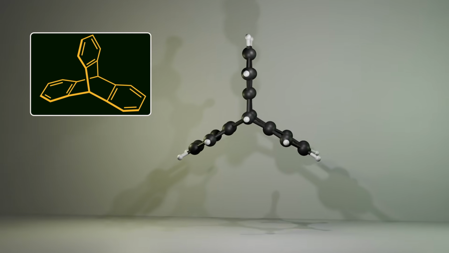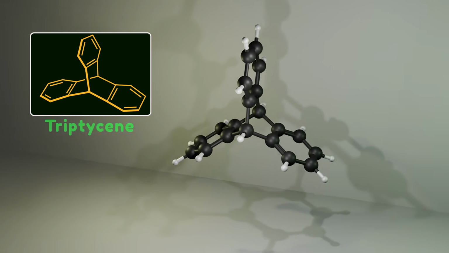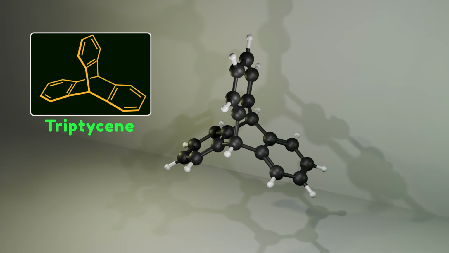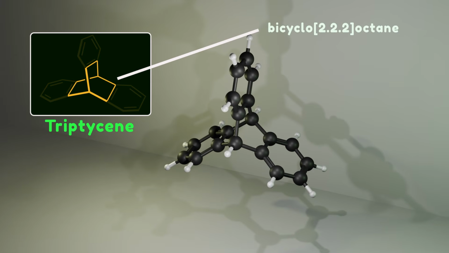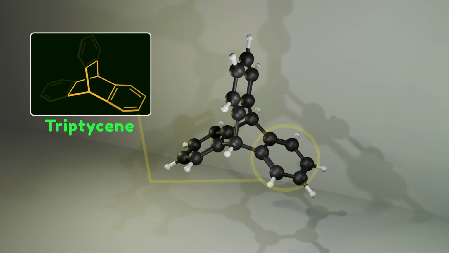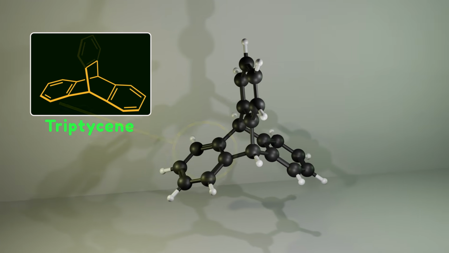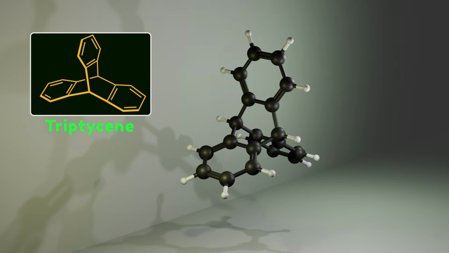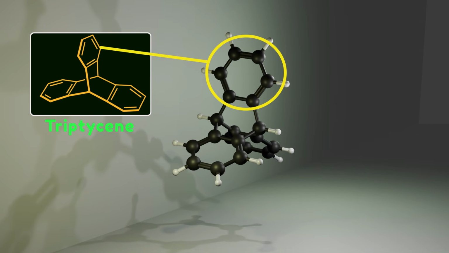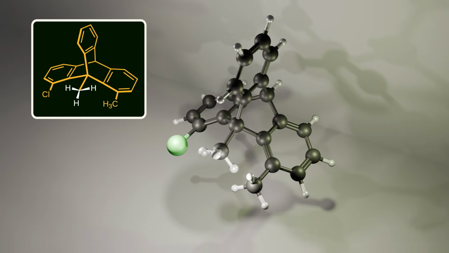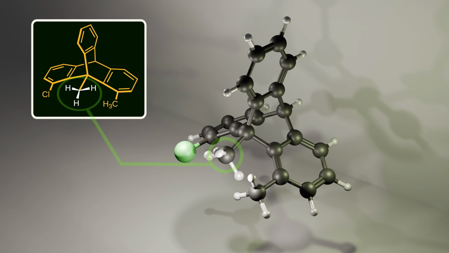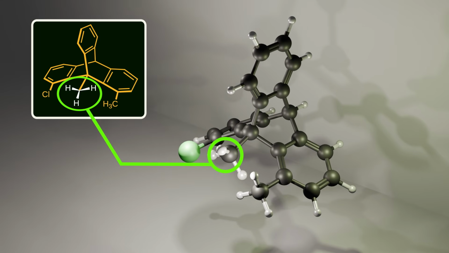Look at this beautiful structure. It's called triptycene. At the core of the structure, there is bicyclooctane, which is fused to a benzene ring on the right and another on the left. In addition, it's connected to another benzene ring on the upper side. Here is one interesting derivative of triptycene, in which a methyl group is attached to a triptycene framework.